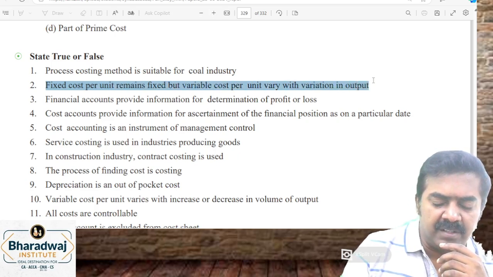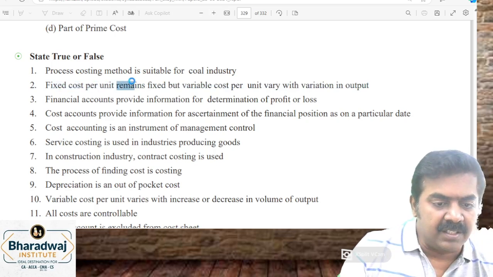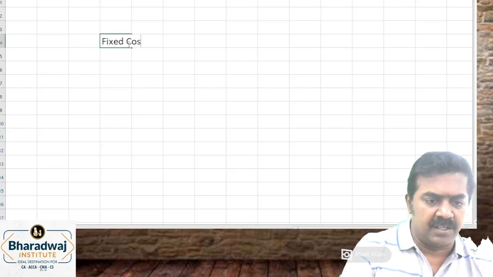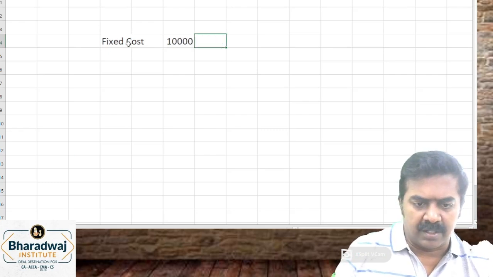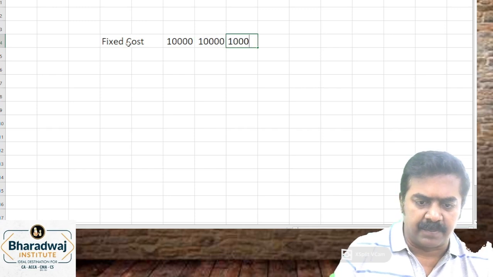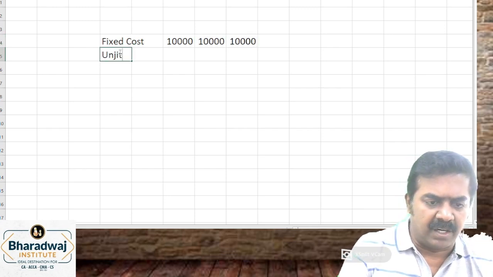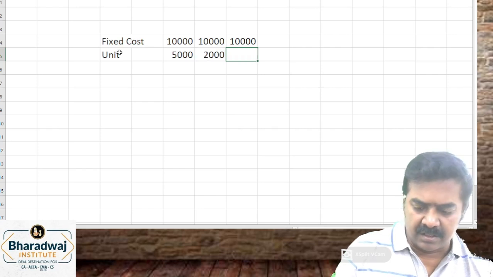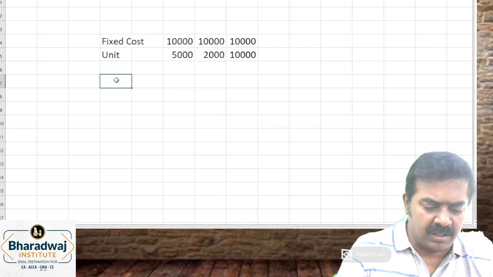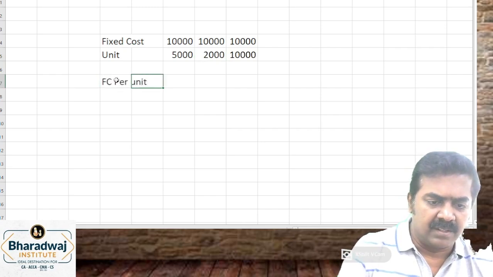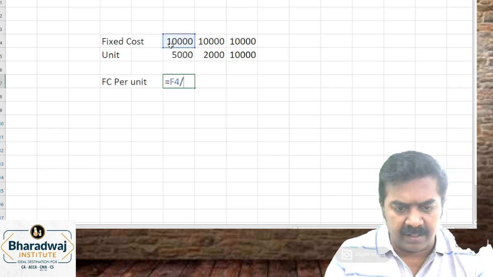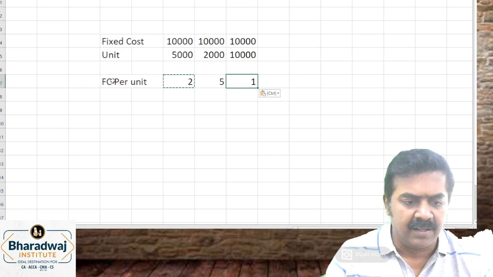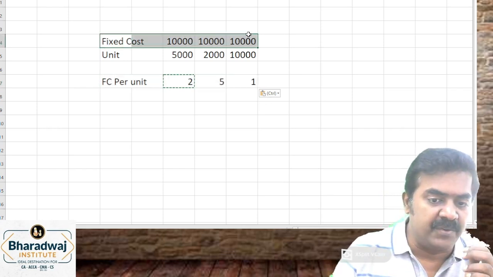Variable cost per unit varies with output. Is it true? Fixed cost per unit will change. Let me explain. For example, total fixed cost is 10,000 monthly. Let's assume we manufacture 5,000 units in the first month, 2,000 units in the second month and 10,000 units in the third month. If you work out fixed cost per unit, 10,000 divided by 5,000 is 2 rupees, in another month 5 rupees, next month 1 rupee. Per unit fixed cost will change. Total fixed cost will remain the same.